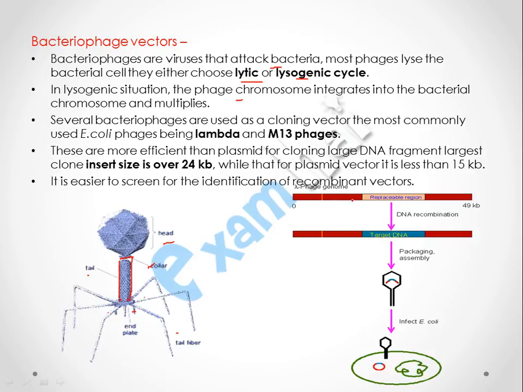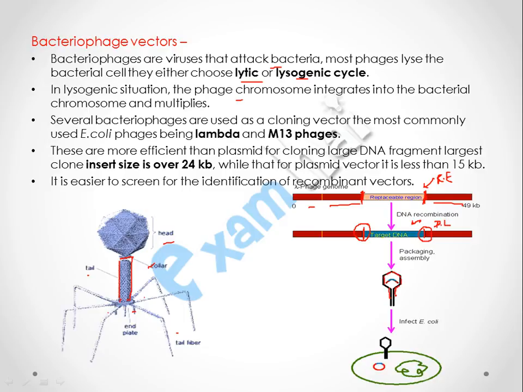So what happens is this: if we consider this as a phage genome, and this is the replicable region, this is the region where the DNA of interest should be inserted. First we will apply a restriction enzyme, which should have a specific recognition site here, and when it cuts here, we will do the DNA recombination. We will insert the DNA of interest here, the DNA which should be cloned, and then we will apply DNA ligase which will seal the nicks, which will seal the ends, and after that we will pack that into a phage head.